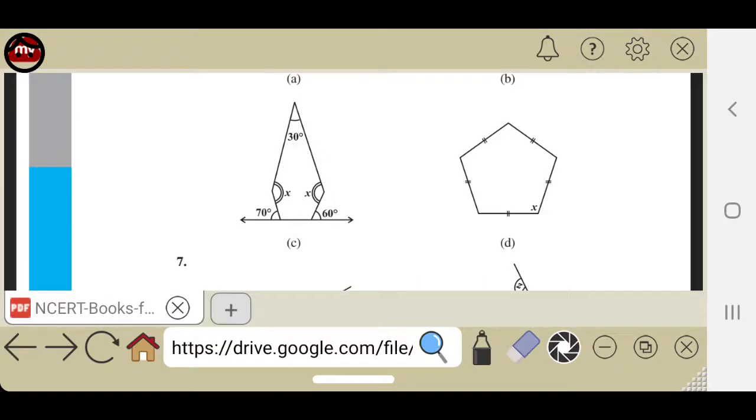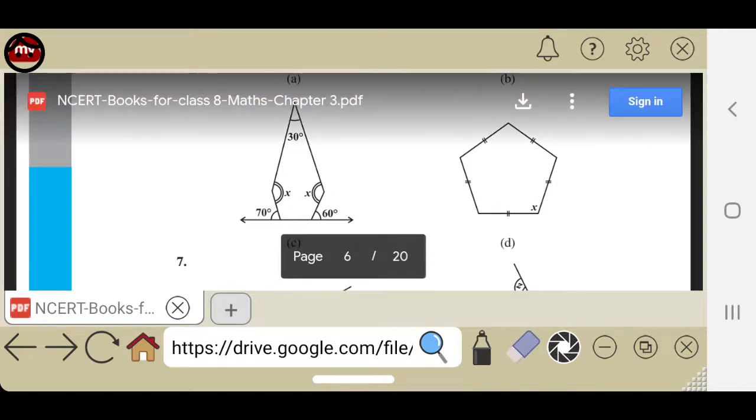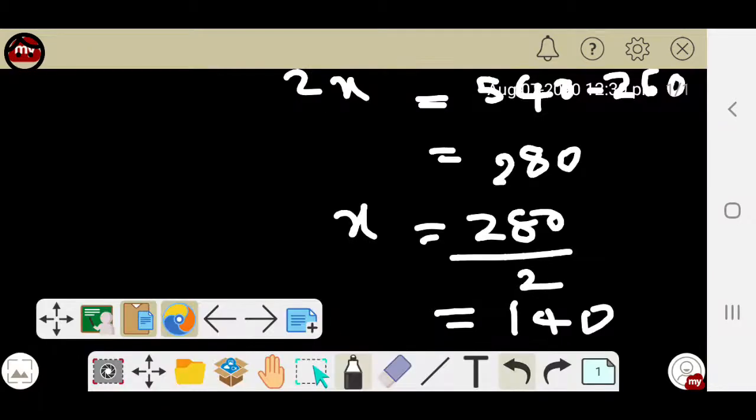Then what's the next figure? Yes, a regular pentagon. 1, 2, 3, 4, 5 sides only are given. A regular pentagon, no measurement given. How will you do it?